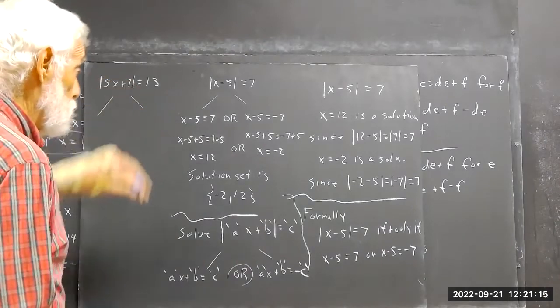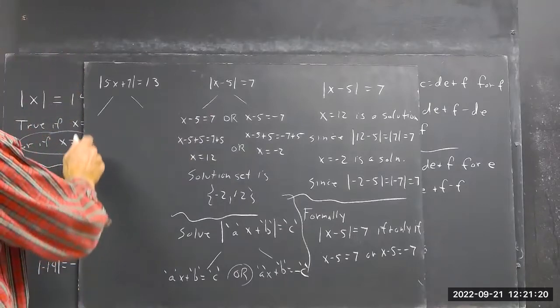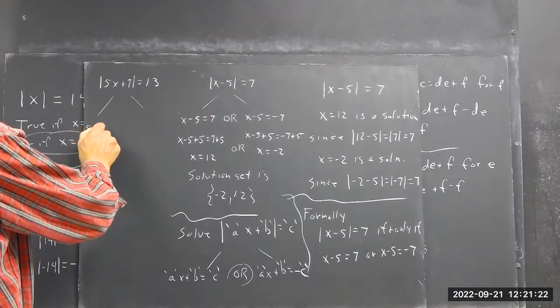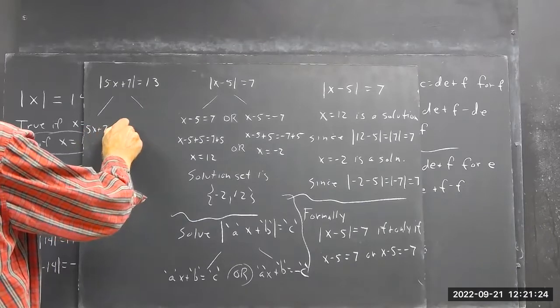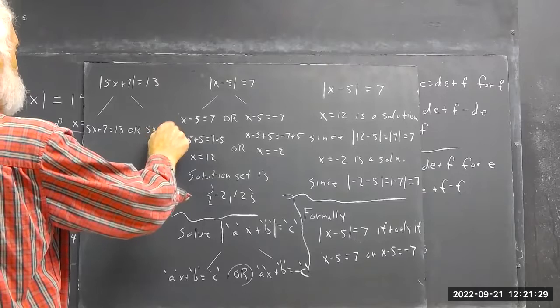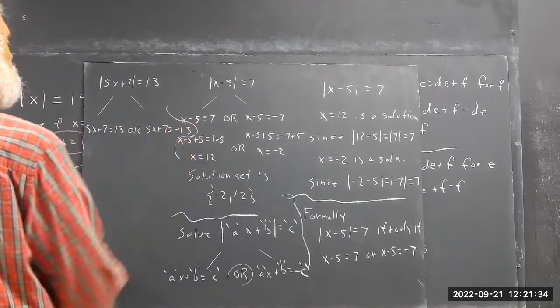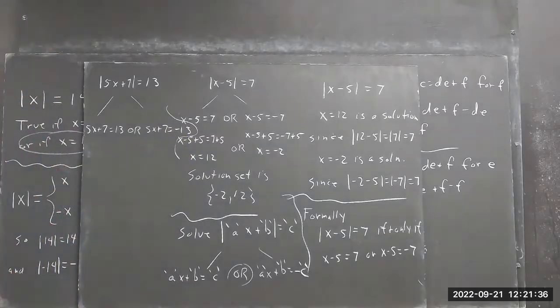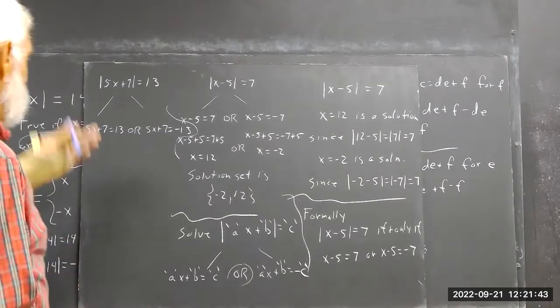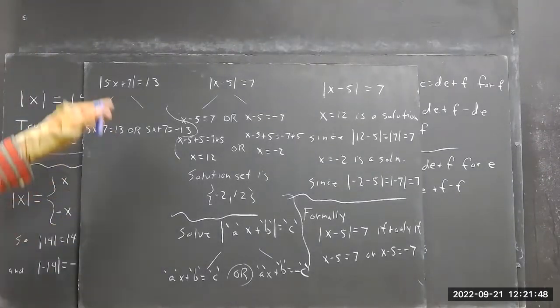Okay, now, what am I going to do here? I'm going to do the same thing I did here. I'm going to write out 5x plus 7 equals 13, or 5x plus 7 equals -13. That's all there is to it. That's the first step, and once we've done the first step, everything follows.